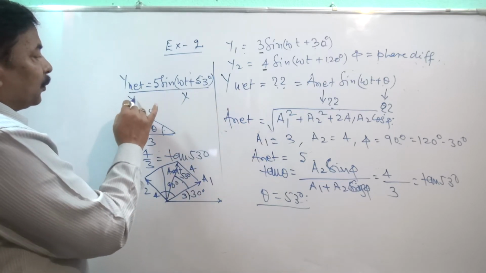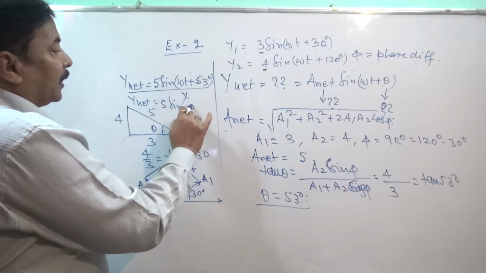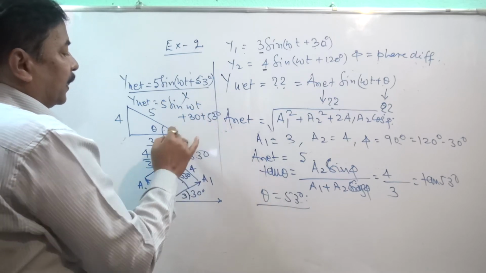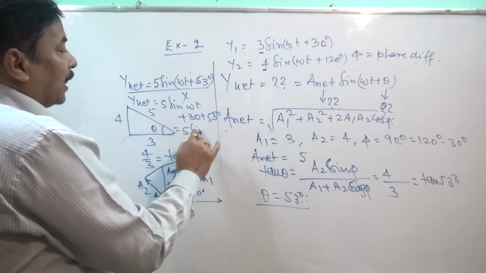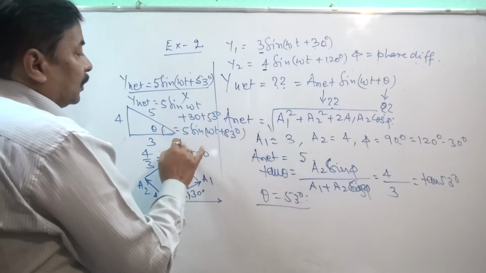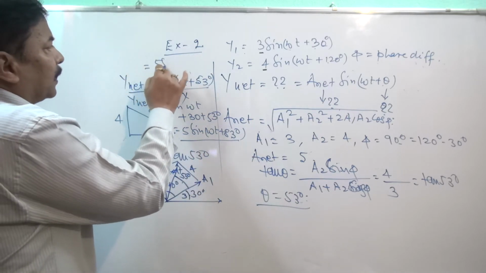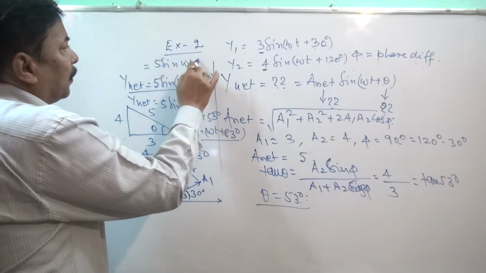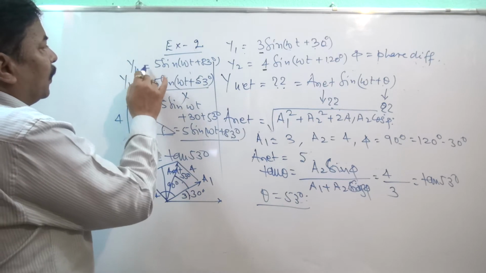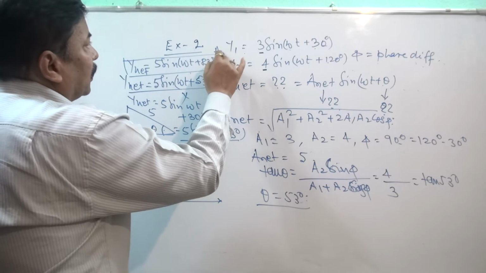The actual answer will be Y net is equal to 5 sine omega t plus 30 plus 53 degree. That means 5 sine omega t plus 83 degree. This should be your answer. So Y net is equal to 5 sine omega t plus 83 degree. This is the value of Y net for this question.